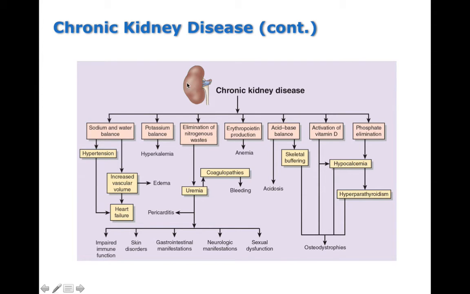Now we know that the kidneys are also involved with producing erythropoietin. So if the kidneys are failing and they can't produce erythropoietin, that can lead to renal anemia, which is going to cause a decrease in, basically, the carrying capacity of oxygen in your blood.